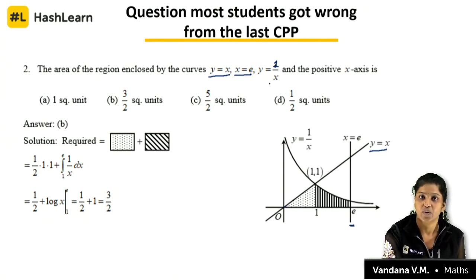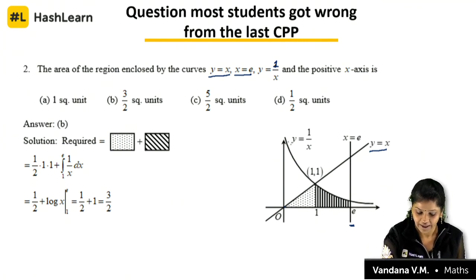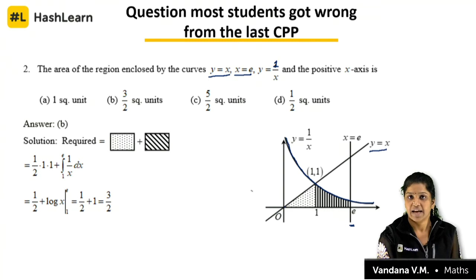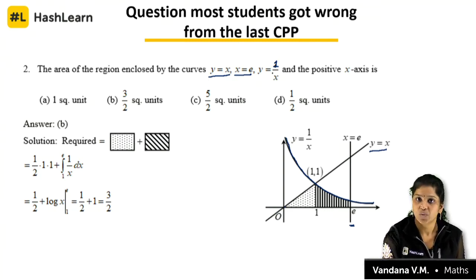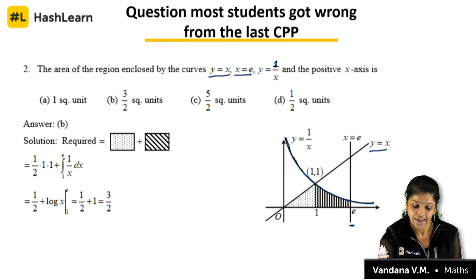Next, y is equal to 1 by x. If you increase the value of x, the y value becomes low, I mean the least value. So the graph will be like this, y is equal to 1 by x. You take 1 by 1, y is equal to 1. At 1, both will be equal. But y is equal to 1 by 2, 0.5. If it is 2, again the graph will go down.